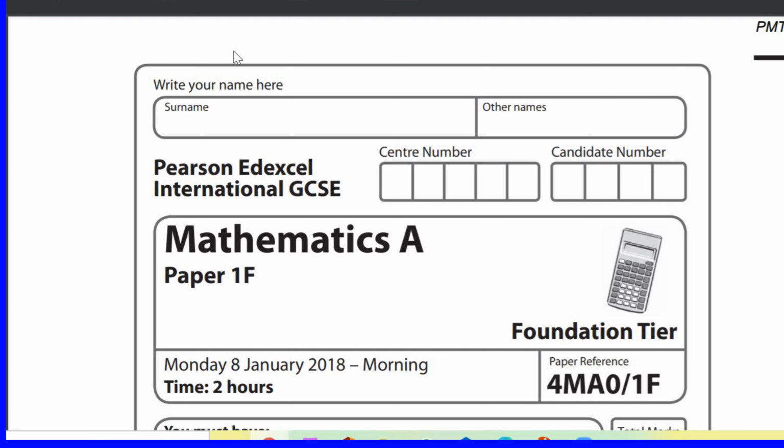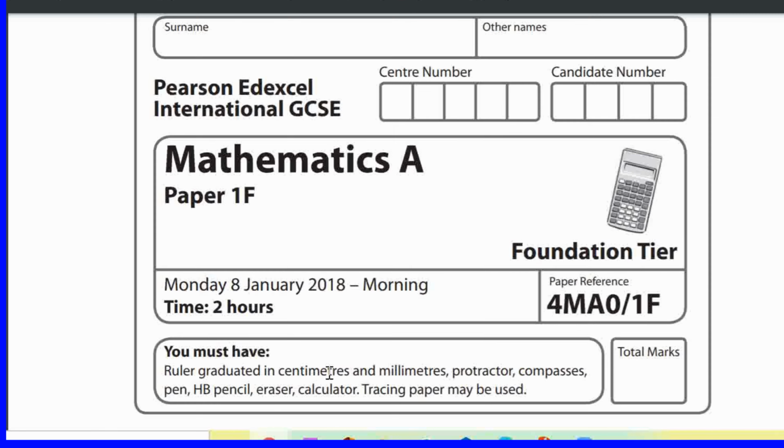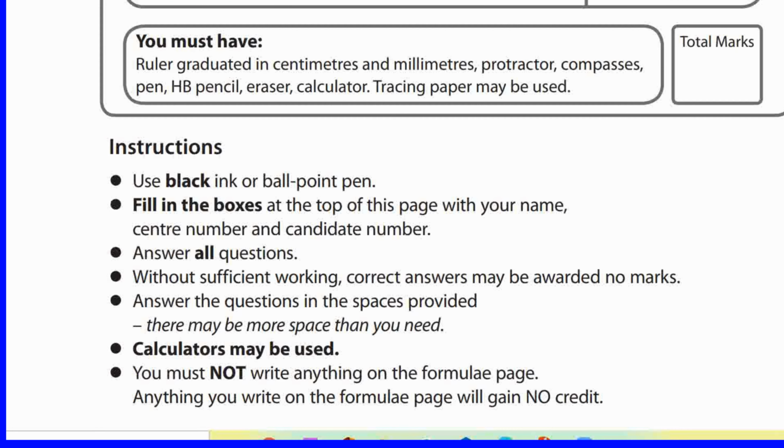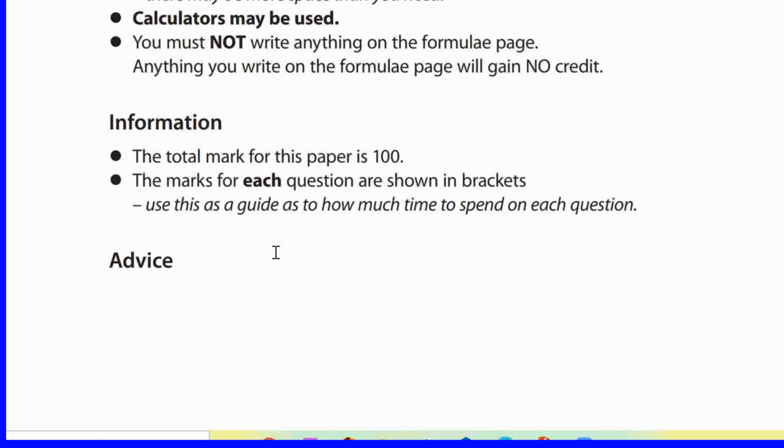Hi guys, today we're going to discuss mathematics, paper 1F, paper reference 4MA0/1F, time 2 hours. It is the past paper of 2018 EDEXCEL CSE. In this paper you may use a calculator.